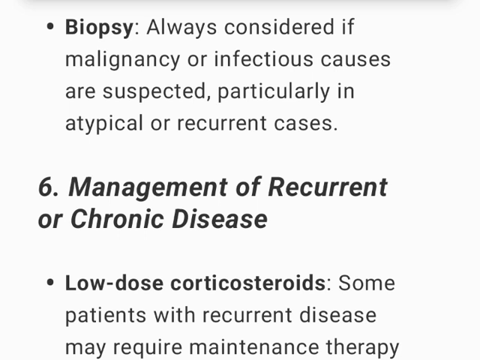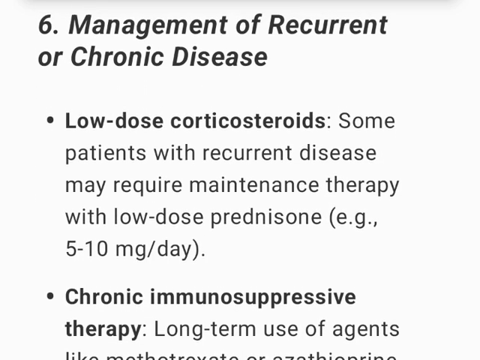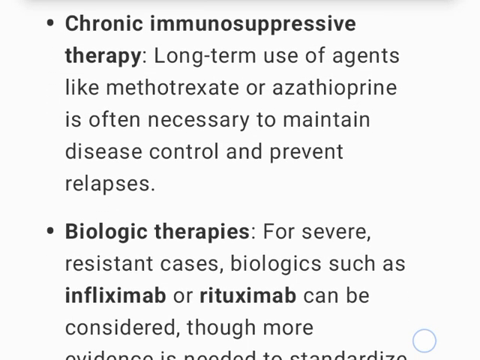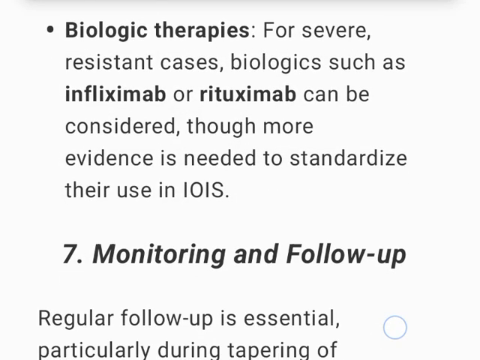6. Management of recurrent or chronic disease. Low-dose corticosteroids. Some patients with recurrent disease may require maintenance therapy with low-dose prednisone, e.g. 5 to 10 milligrams per day. Chronic immunosuppressive therapy. Long-term use of agents like methotrexate or azathioprine is often necessary to maintain disease control and prevent relapses. Biologic therapies. For severe resistant cases, biologics such as infliximab or rituximab can be considered, though more evidence is needed to standardize their use in IOIS.